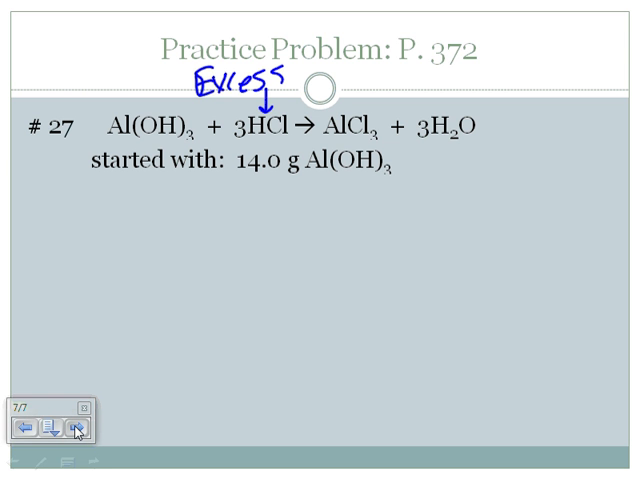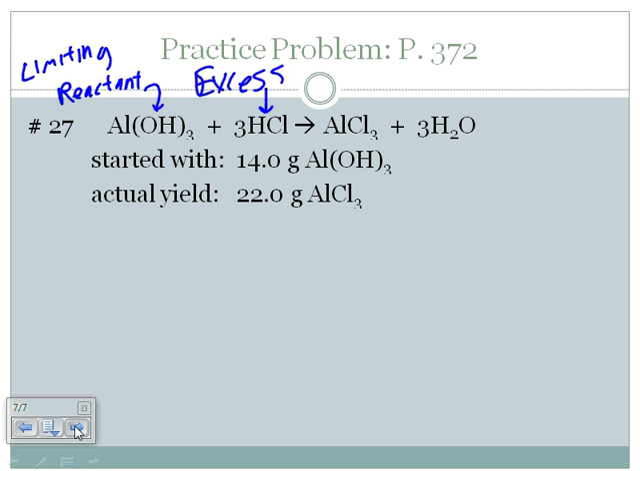Your aluminum hydroxide will be your limiting reactant. The other one's going to be your excess reactant. So you don't have to worry about that HCl because you have more than enough. If I were to tell you that the actual yield is 22.0 grams of aluminum chloride, the question then is, what is the percent yield?